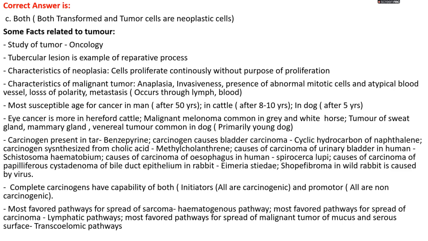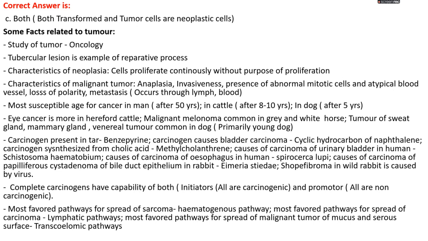Complete carcinogens have the capacity of both initiation and promotion of tumor formation. A complete carcinogen has both characteristics, initiator and promoter. Initiators are all carcinogenic, while promoters are all non-carcinogenic, while complete carcinogens have the capacity of both.